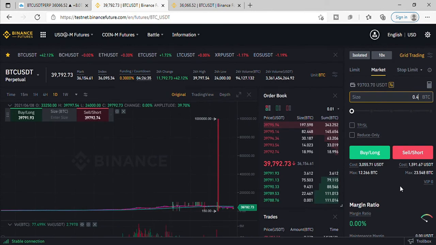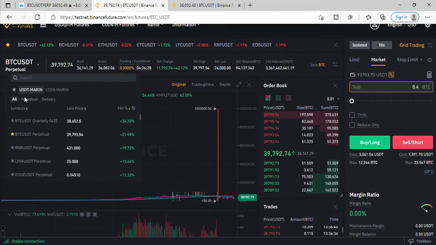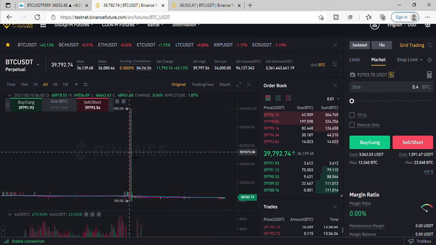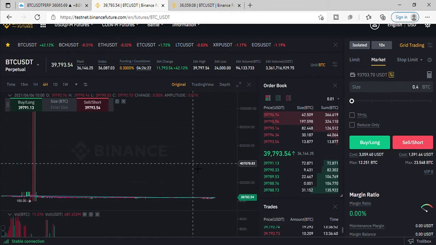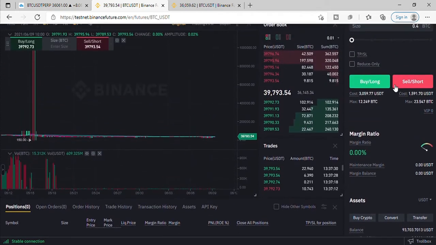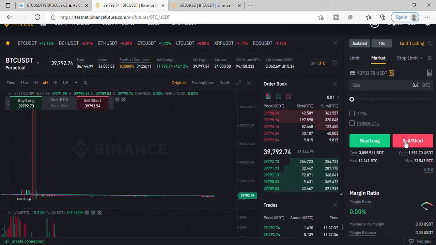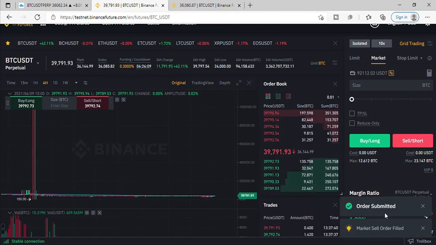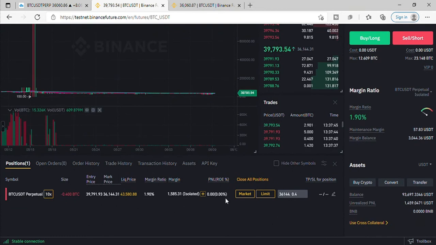Okay, and right now I can tell that the price of Bitcoin, it looks like it's going down. I'm just taking guesswork right now, but you shouldn't do this. When you want to enter a trade, make sure you're actually sure about the position that you're taking. But I'm gonna go short. And you can see here at the bottom it says market sell order filled. So my order has been filled.